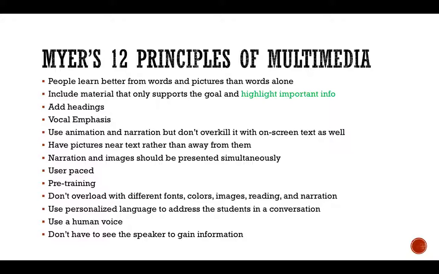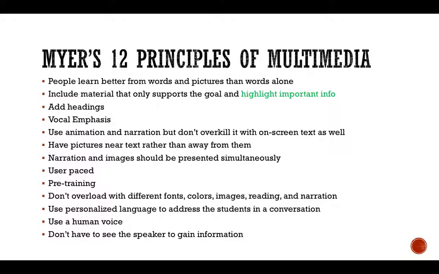So Mayer has 12 principles of multimedia, and I have kind of transformed these into my own words to give a better idea of it. The different ideas would be that people learn better from words and pictures. Don't just use words alone. Some people are very visual and like a picture. We need to include material that supports what we're talking about and highlight the important things. To do that, we can use headings and vocal emphasis for the important things. Use animation and narration, but try not to be overkill and use on screen text as well. Having too many things would make it hard for them.